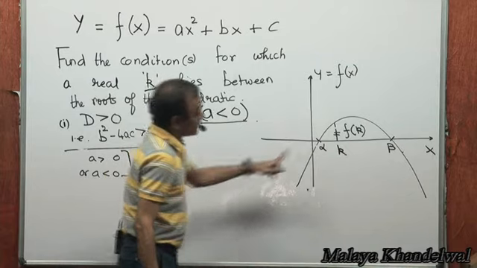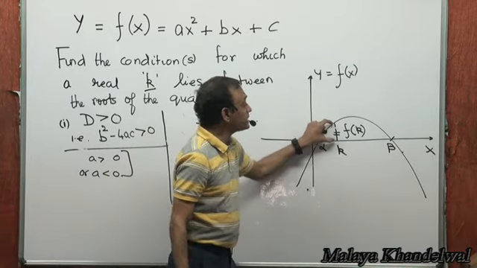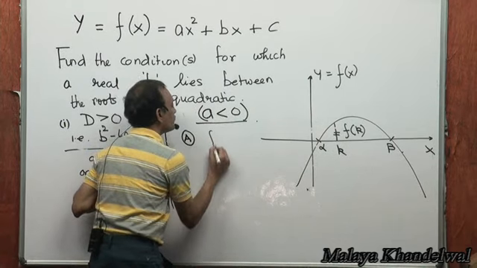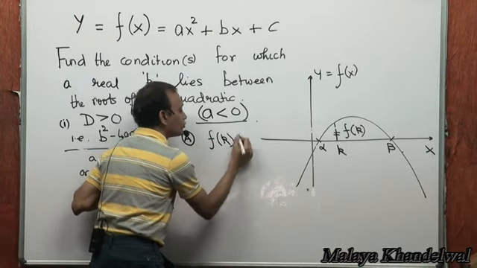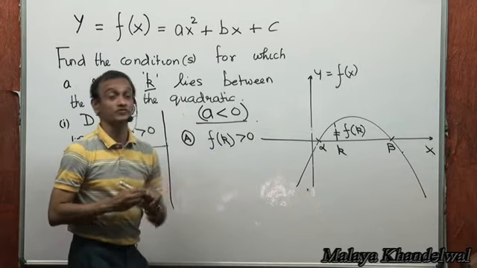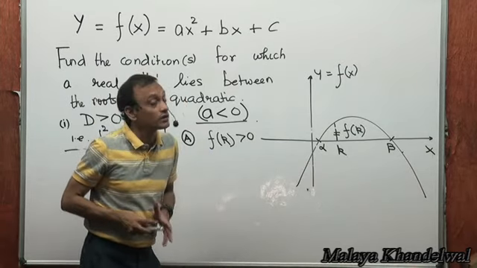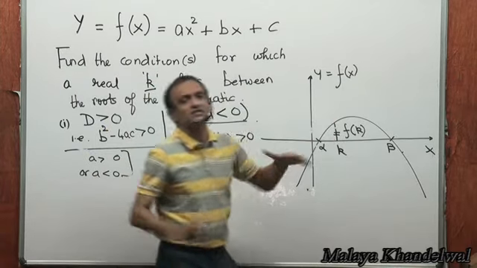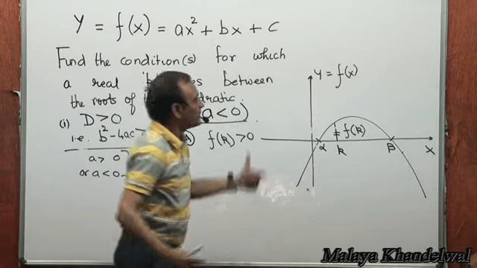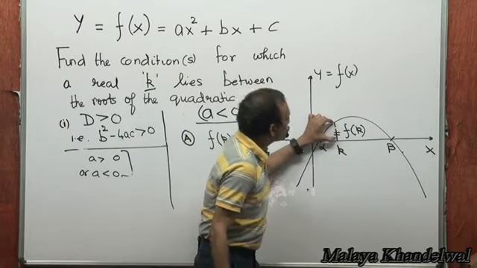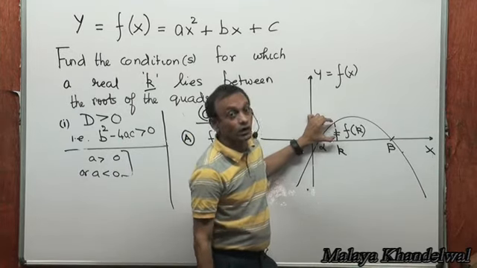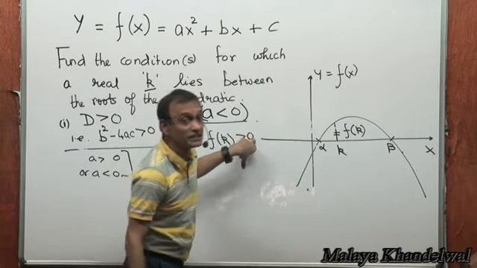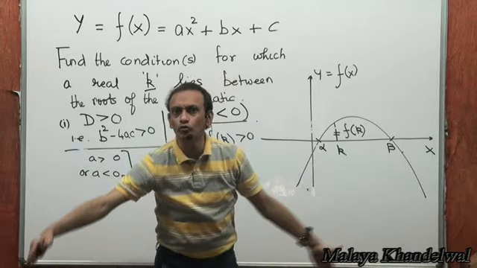Now, if k lies anywhere between alpha and beta, f of k must be positive. So f of k must be positive. It's a downward opening parabola with f of k positive. Now, a similar remark compared to the previous one. If f of k is greater than 0 for a downward opening parabola, that means if a downward opening parabola is found to be positive somewhere, then we can conclude readily.